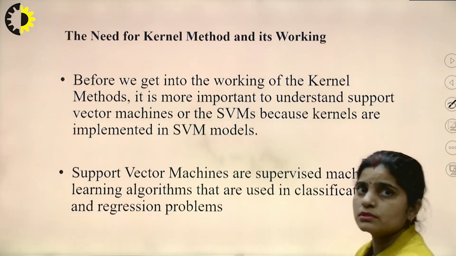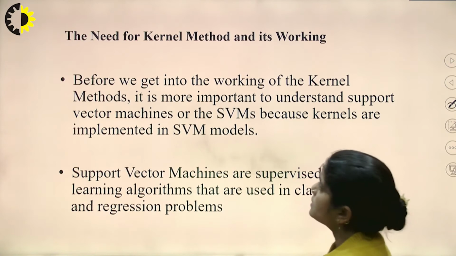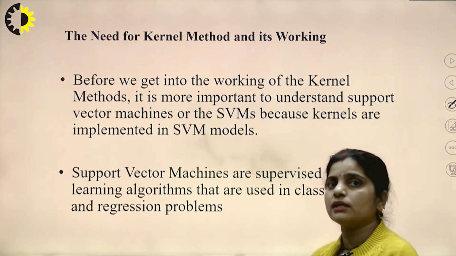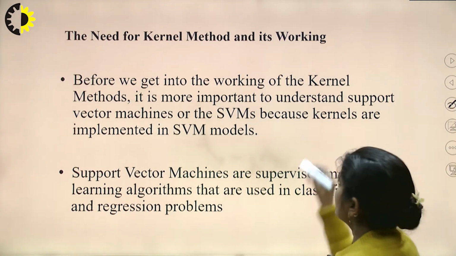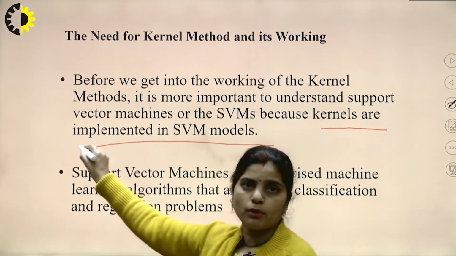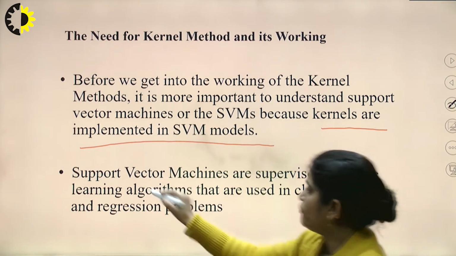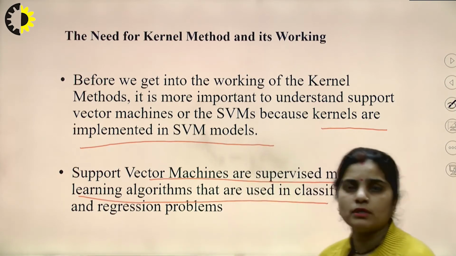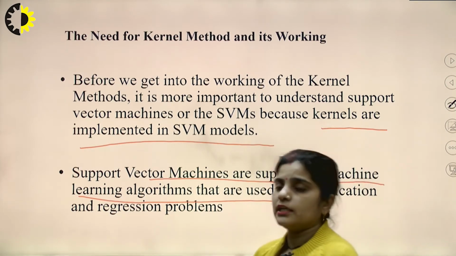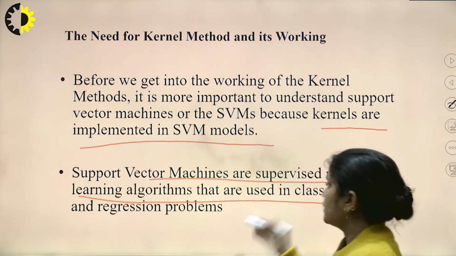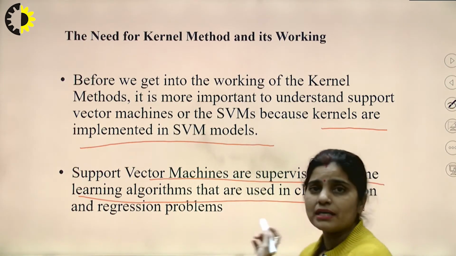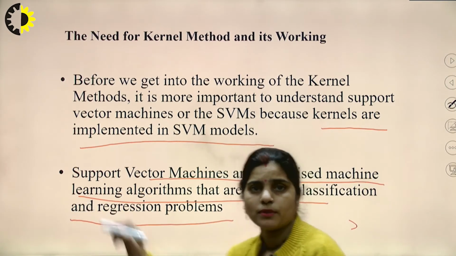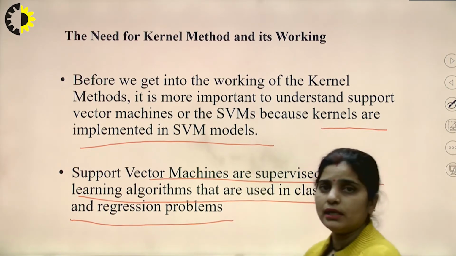Now why is there a need for kernel methods? Before we get into the working of kernel methods, it is important to understand support vector machines, because these kernels are implemented in SVM models. Support vector machines are supervised machine learning algorithms. In supervised machine learning algorithms, the data is trained and labeled. These are used in classification and regression problems, which I discussed at the start of the lecture.